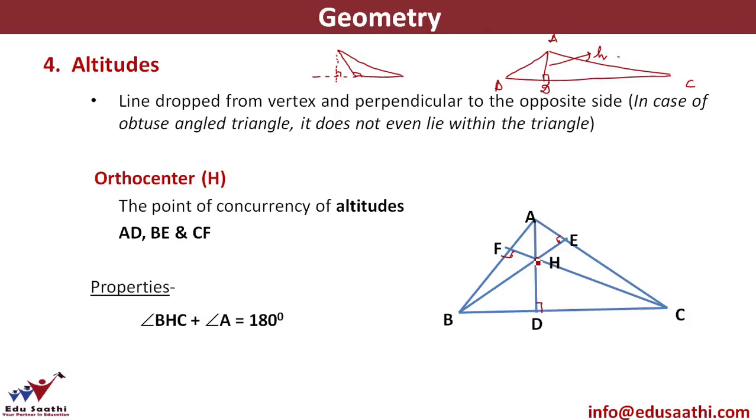Orthocenter is the point of concurrency of all the altitudes, and the angle which the base makes at the orthocenter is related to the angle at the vertex by this relationship. So angle BHC plus angle A is 180 degrees. The two angles that we have are supplementary angles.